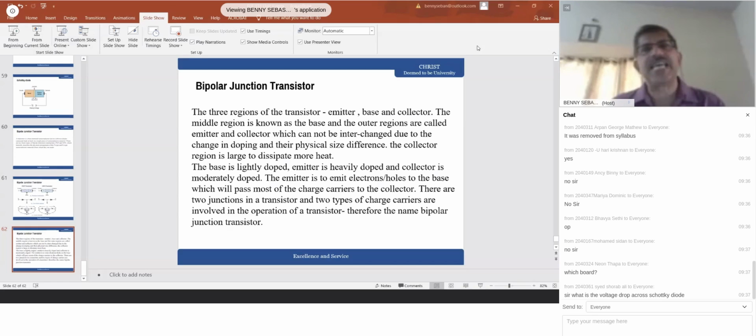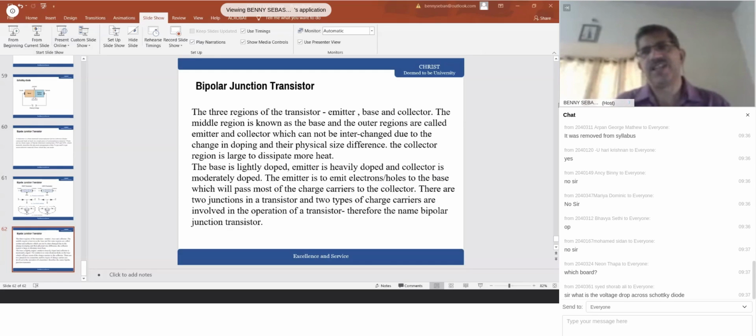There are 3 regions. I'll repeat. Hope I'm audible and you are able to read this. 3 regions: emitter, base, collector. The middle region is the base. The outer regions are emitter and collector, which cannot be interchanged. You cannot interchange emitter and collector because the doping levels are different. Physical size is also different.